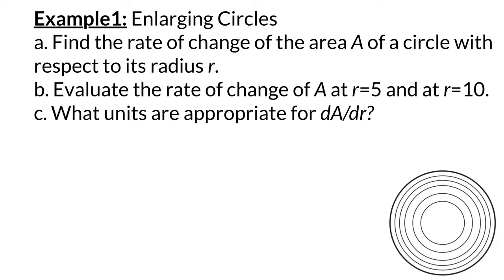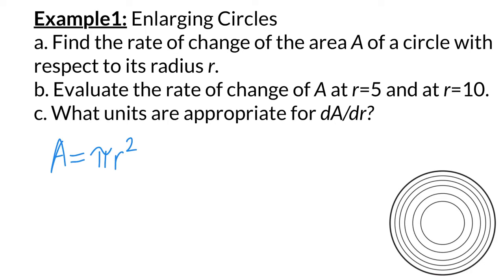Okay, example 1 is about enlarging circles. So we have 3 parts to this problem. A says, find the rate of change of the area A of a circle with respect to its radius r. Part B says, evaluate the rate of change of the area when the radius is 5 and when the radius is 10. And part C, if we know that radius is measured in inches, and then area is going to be measured in square inches, what units are going to be appropriate for dA/dr?